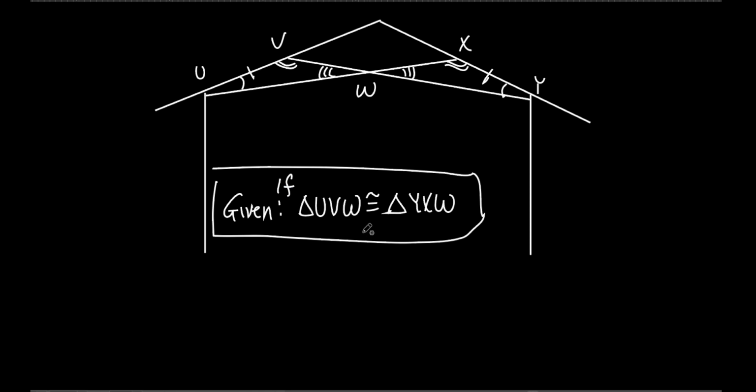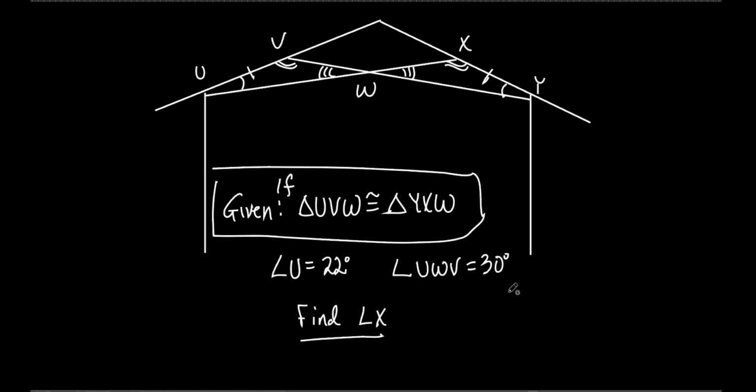They also tell you something else. They tell you that angle U is 22 degrees. You knew they were going to throw some numbers in here eventually, right? And they also tell you that angle UWV is equal to 30 degrees. And they want you to find angle X. Find angle X. Okay, that's what you're looking for right there.